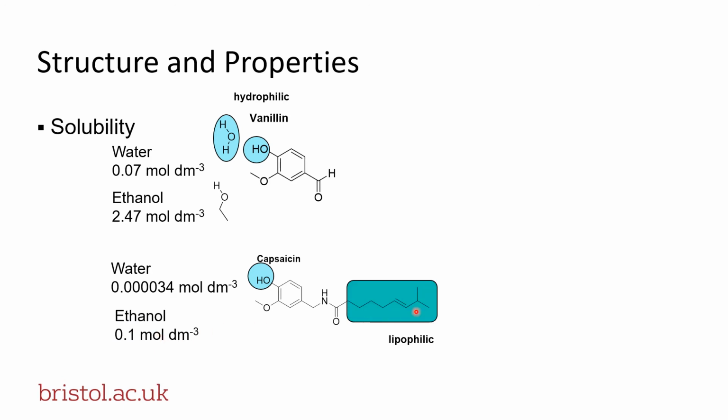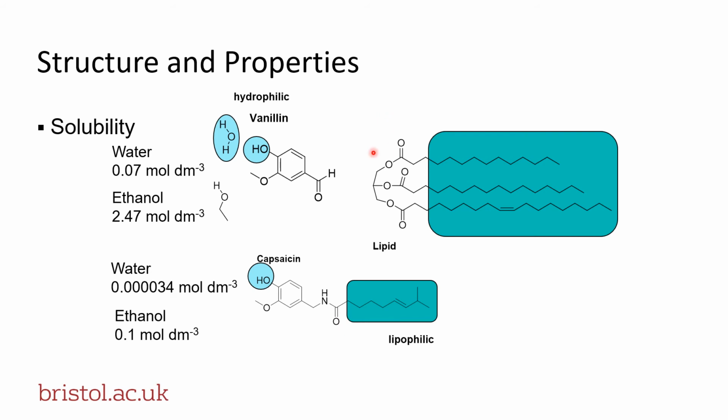If you then look at this tail, what we normally say is when we've got long chains of carbons and hydrogens, they're called lipophilic, so they're quite greasy tails, and that comes because if you look at the structure of a lipid, you've got this lipid head group here and then these very long tails. And again, under the concept of like dissolves in like, we can then predict that capsaicin should actually dissolve relatively well in oil, and it does.